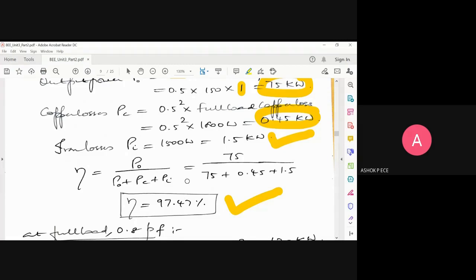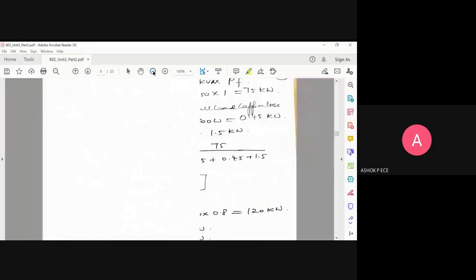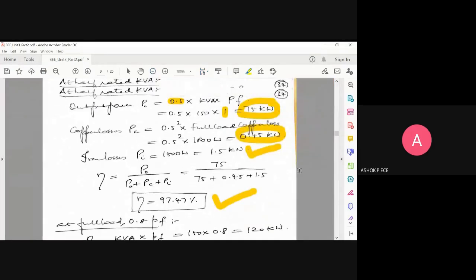See, the steps are the same. Output power and copper loss are variable. Iron loss is constant. Normally, this 0.5 square will not come, so it is the actual value only. But when will all these 0.5 and 0.5 square come? When the transformer is operating at half rated kVA. Like that, if they give, you have to use the half fraction. Any doubts? Is it clear? Okay, I hope it is clear.